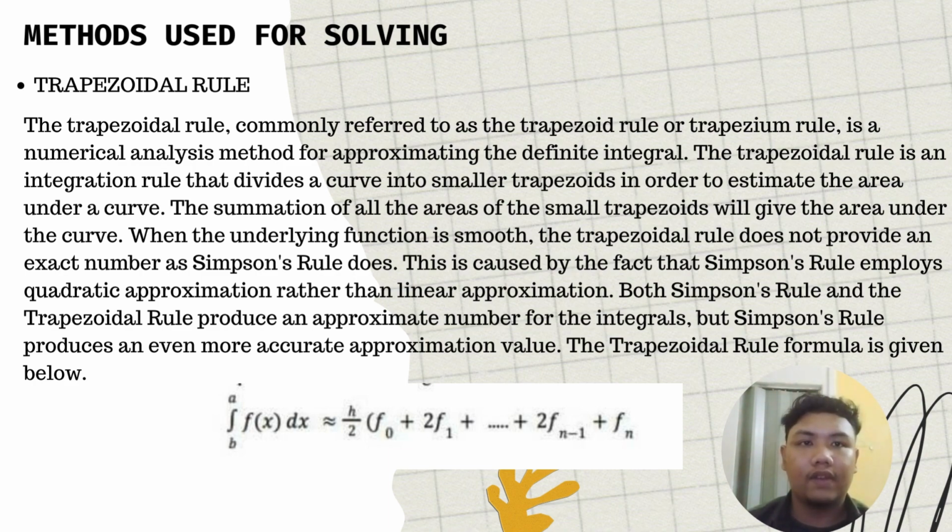When the underlying function is smooth, the trapezoidal rule does not provide an exact number as Simpson's rule does. This is caused by the fact that Simpson's rule employs quadratic approximation rather than linear approximation. Both Simpson's rule and the trapezoidal rule produce an approximate number for the integrals, but Simpson's rule produces an even more accurate approximation value. The trapezoidal rule formula is given below.